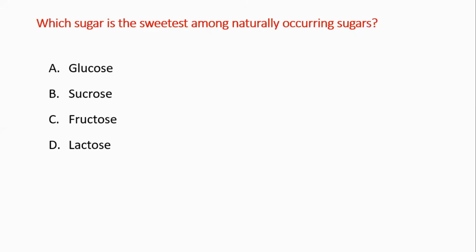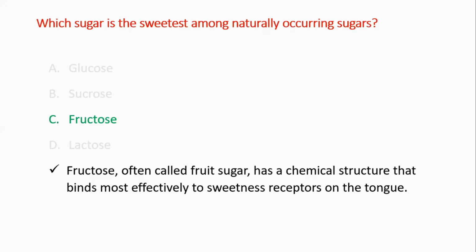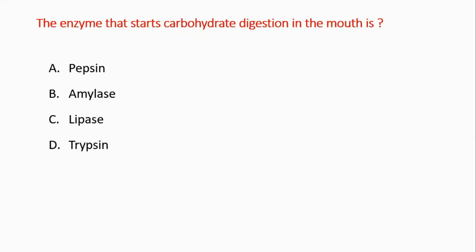Next question. Which sugar is sweetest among naturally occurring sugars? The options are glucose, sucrose, fructose, and lactose. Let me give you a hint. It is also called fruit sugar. Any guesses? The right answer is fructose. It has a chemical structure that binds most effectively to the sweetness receptors on our tongue, and that is why it is the sweetest naturally occurring sugar.